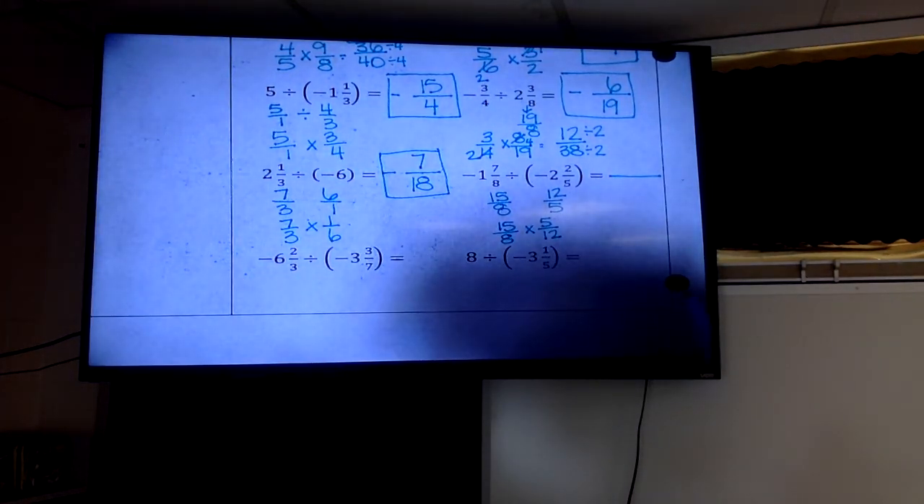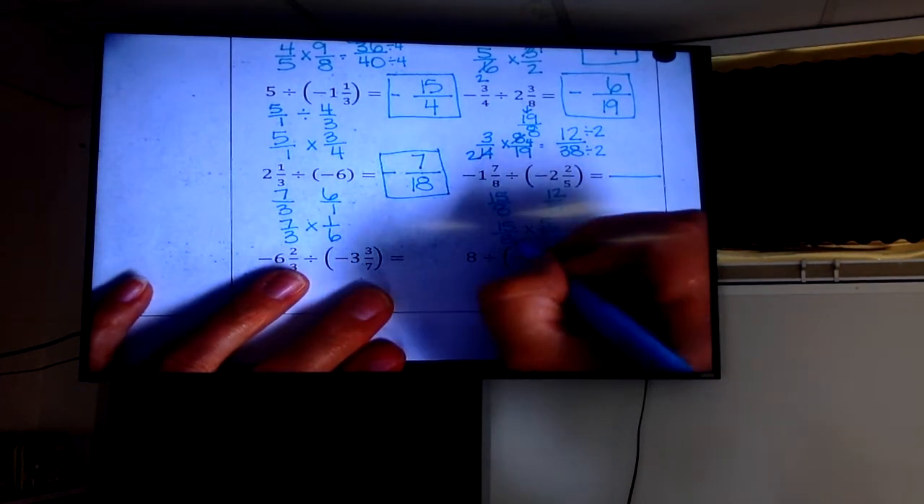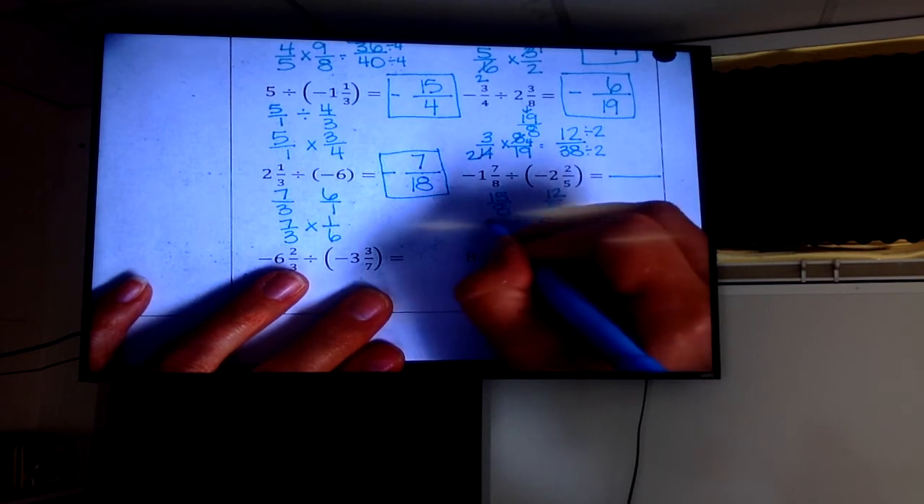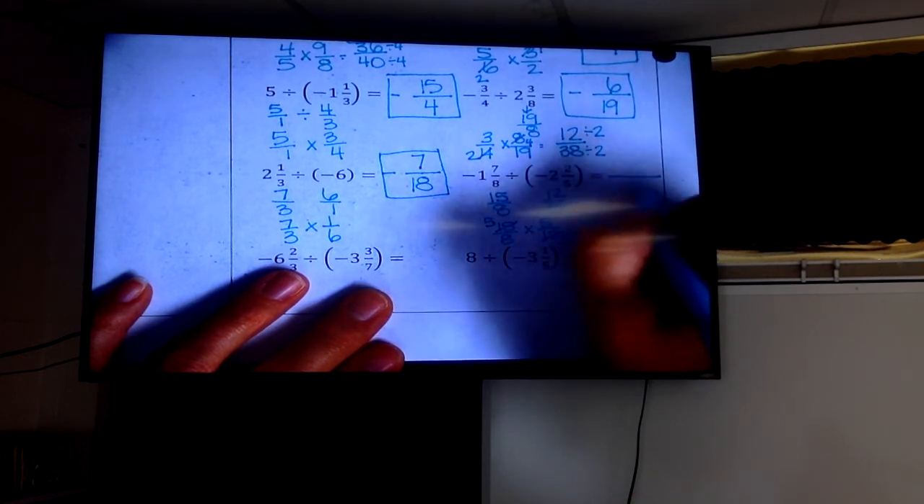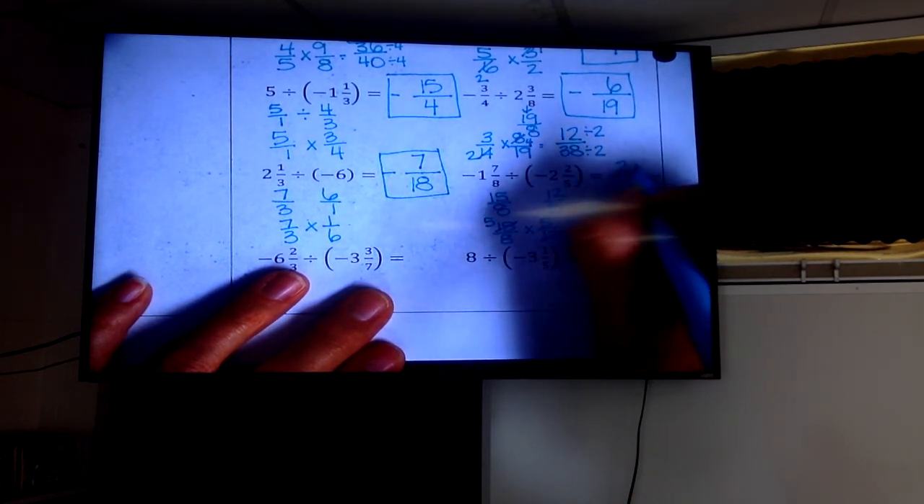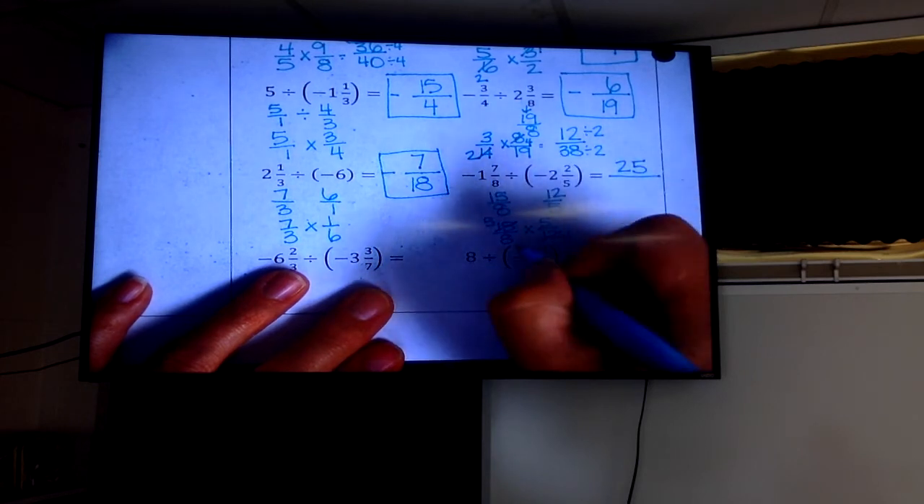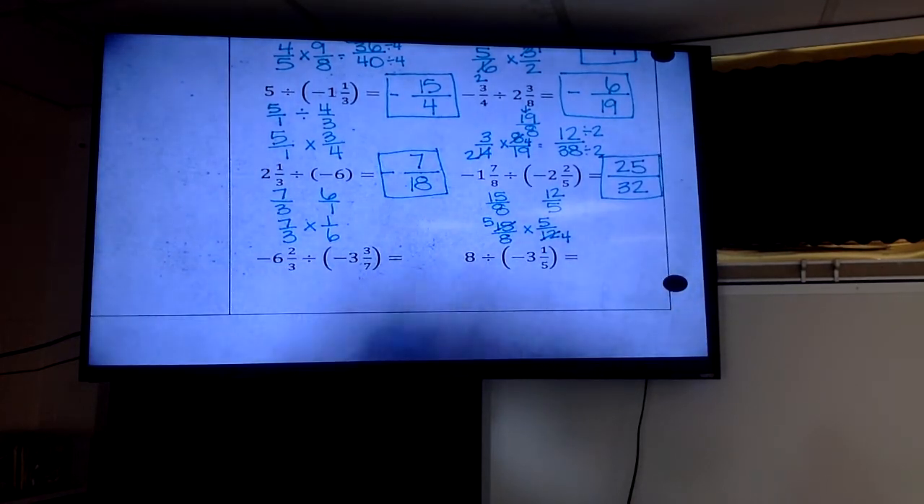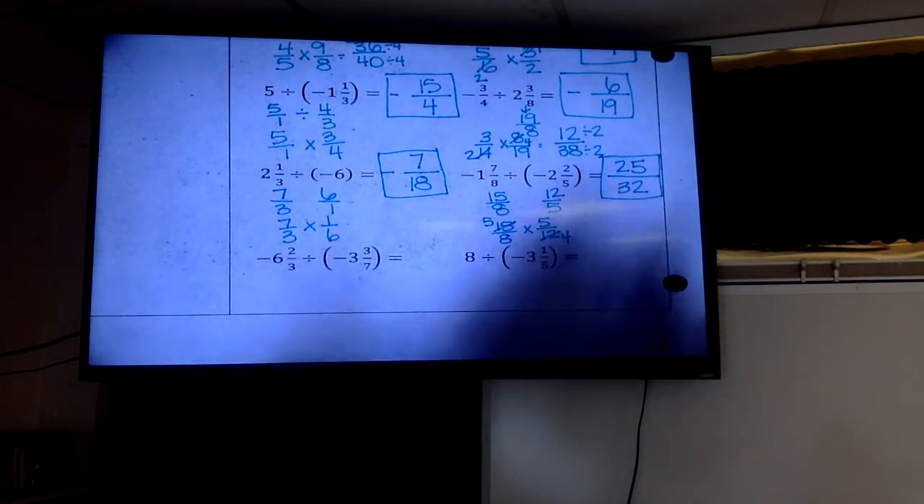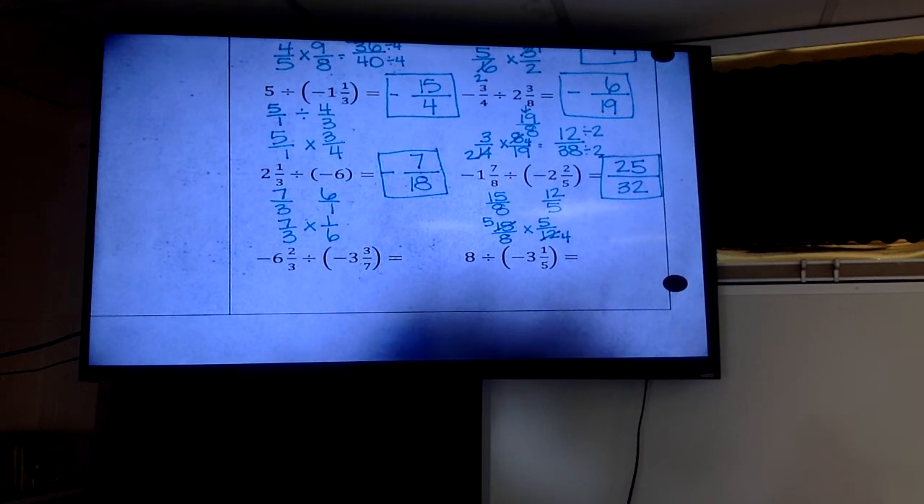Let's see. Oh, I see a 3. Okay, 15 divided by 3 is 5, and 12 divided by 3 is 4. So now on the top, I have 5 times 5, which is 25. And on the bottom, I have 8 times 4, which is 32. My answer is 25/32. If I didn't see that, though, I would have got 75/96. And then hopefully you would have seen that you could divide that by 3.